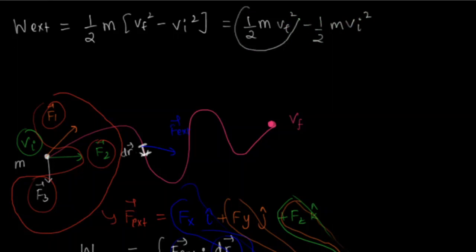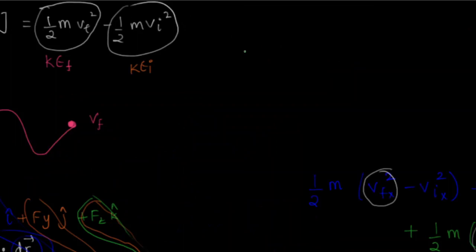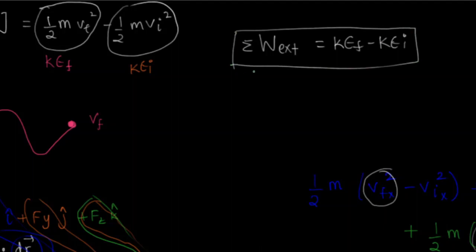This right here is nothing but the final kinetic energy of this object, and this right here is the initial kinetic energy of the object. So for a single particle system, that's what we have proven till now. For a single particle system, the work done by all of the external forces, the sum of all of that, is equal to the difference in the kinetic energy of the object that you're taking into consideration. And this right here is the work-kinetic energy theorem.